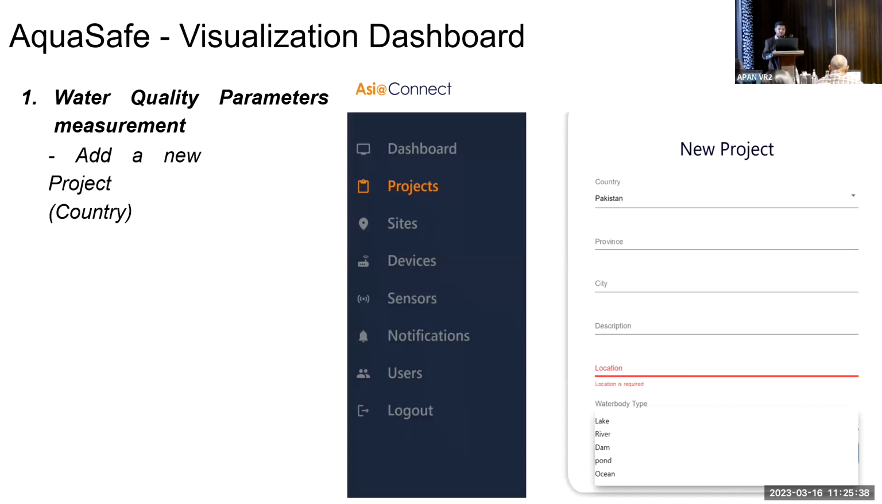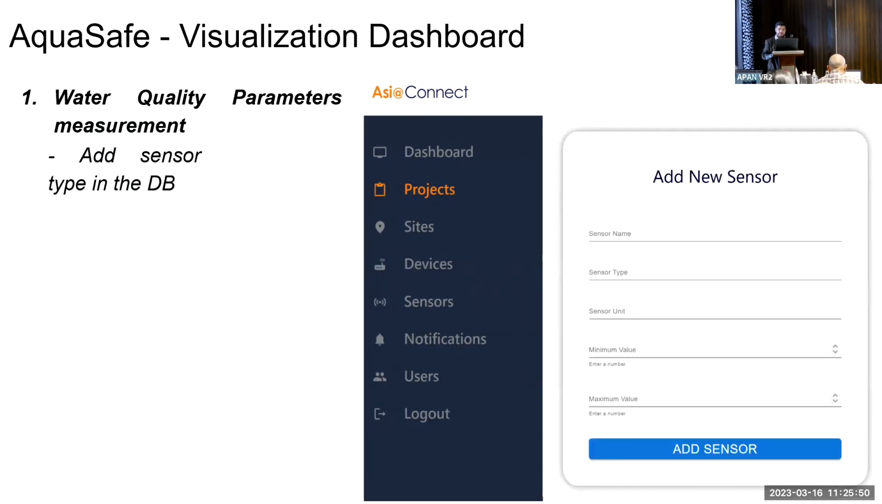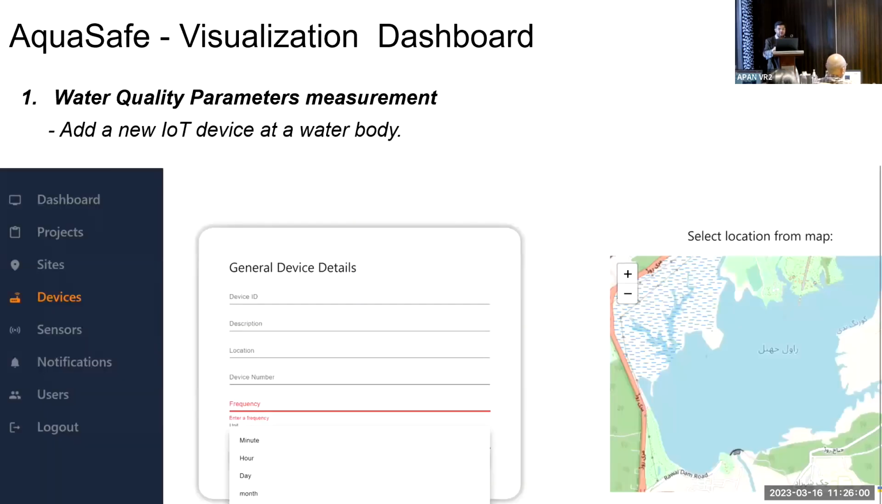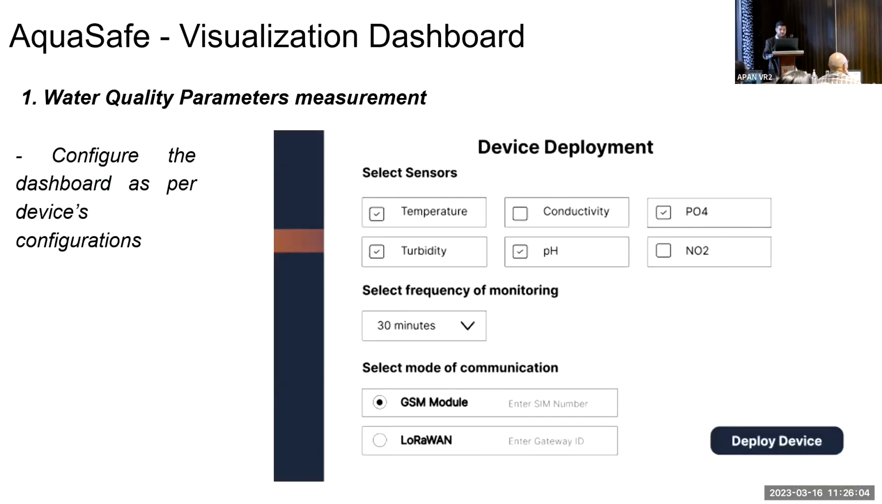This is another view of the dashboard. For example, if a new country, India or Bangladesh, wants to add a new project, the tech person that we will provide access to can add a new project, and add devices to it. For example, on Lake X, if you want to deploy 3 devices, you can manually add those devices. A device may have 1 or more sensors, so the necessary configuration can be done over here as well.